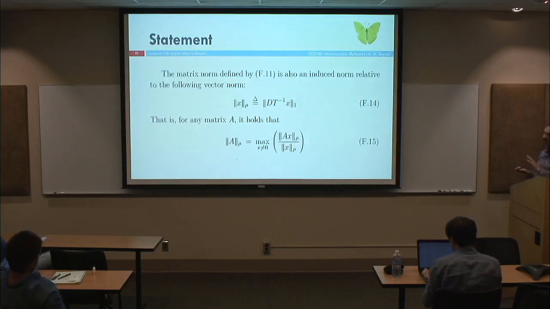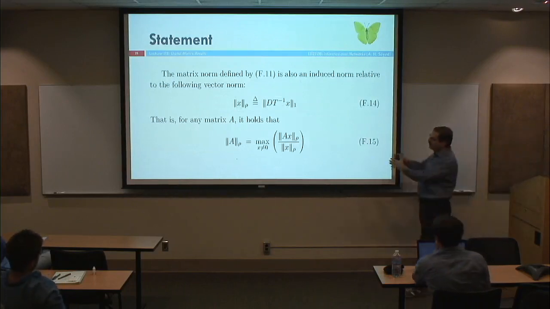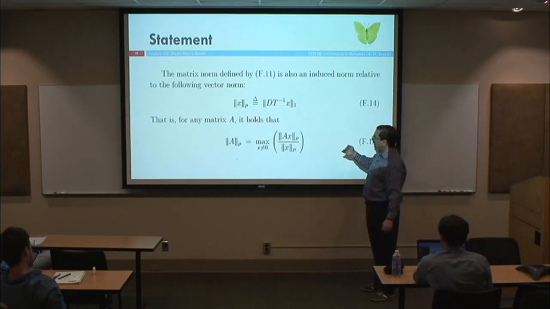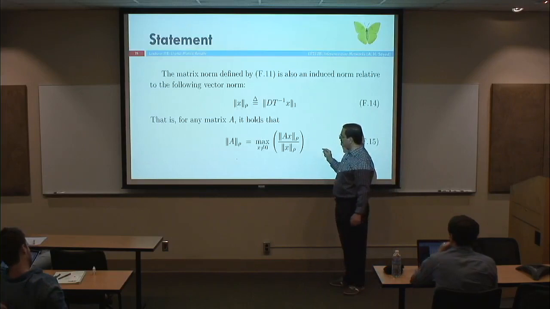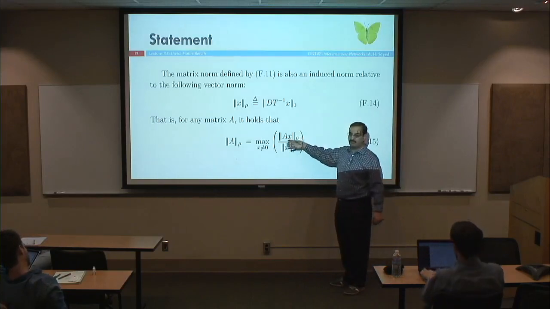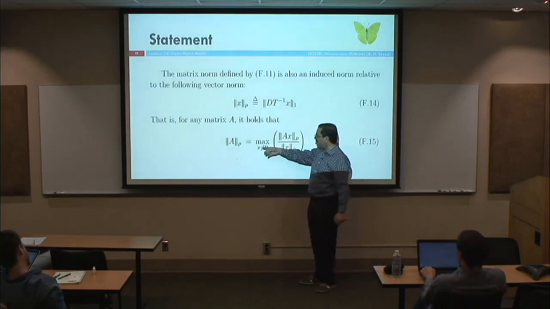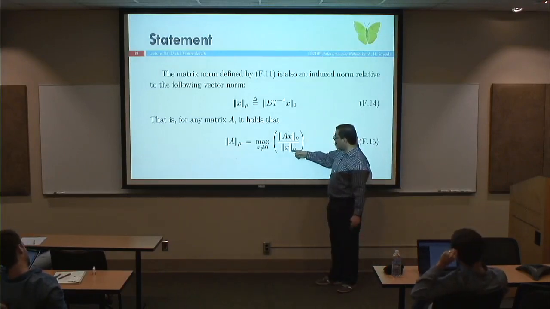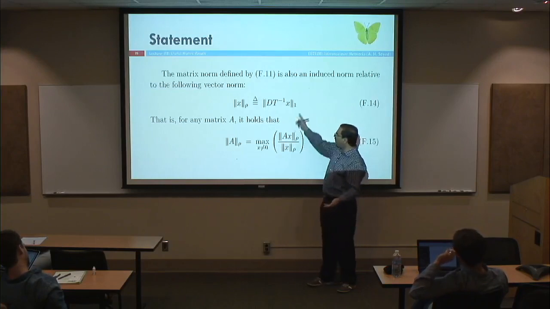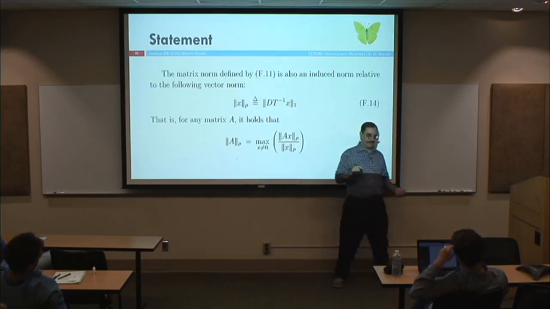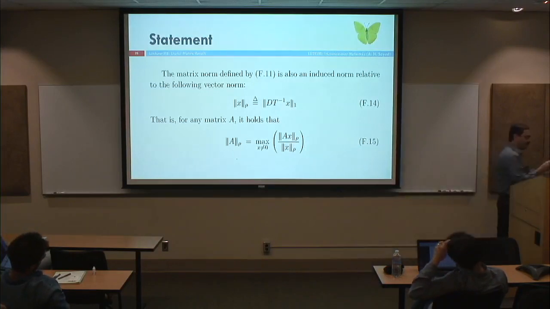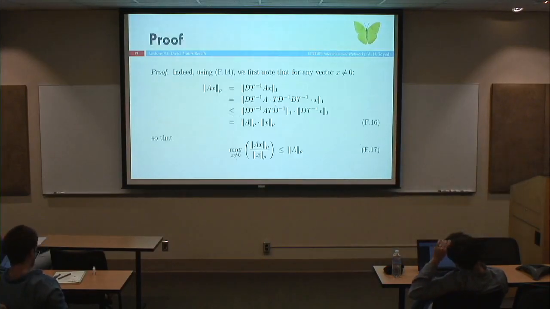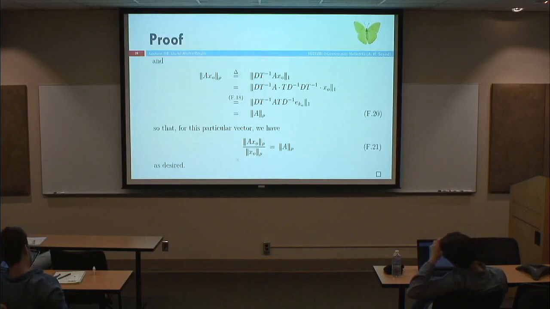Now I'm going to skip this part. You can read it. We don't need it. But here I'm showing that this norm that we just defined is also an induced norm. Induced means you can get it from a vector norm in this manner, where you define the vector norm in the manner I'm showing here, okay? We don't need this result, so I'm going to skip it. You can read these arguments in the notes, okay? I have the proof there.